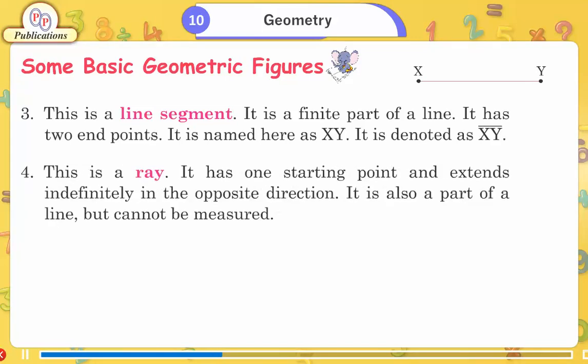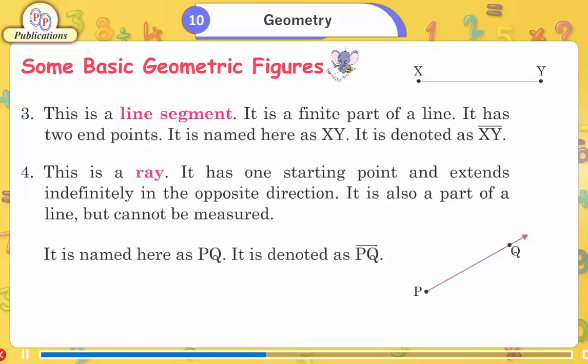4. This is a ray. It has one starting point and extends indefinitely in the opposite direction. It is also a part of a line, but cannot be measured. It is named here as PQ. It is denoted as PQ.